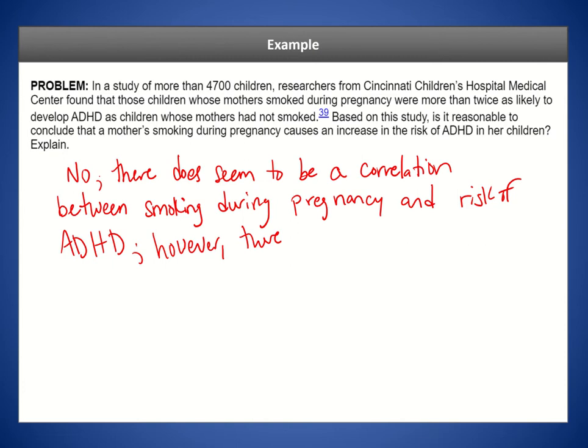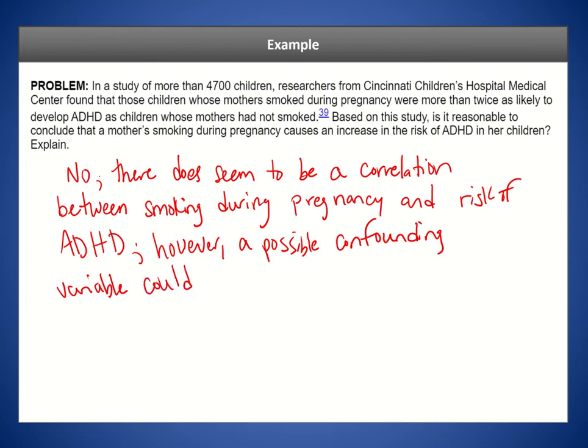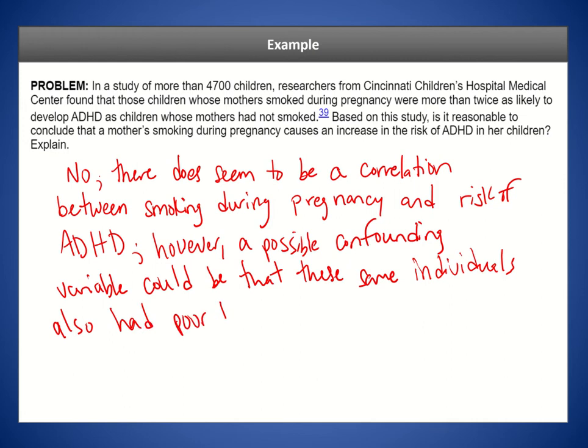So in here, however, we can say that a possible confounding variable could be that these same mothers, or these same individuals, also had poor diets, which would throw off the results, right? So you want to be able to control for these variables, right? So that's the idea about confounding.